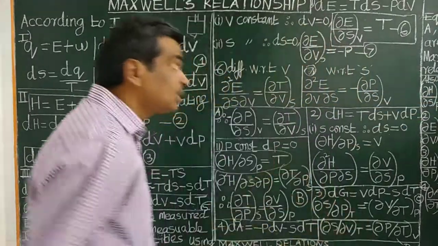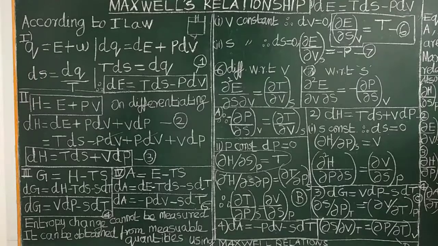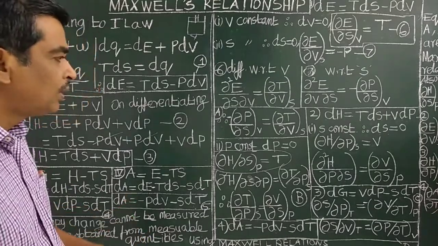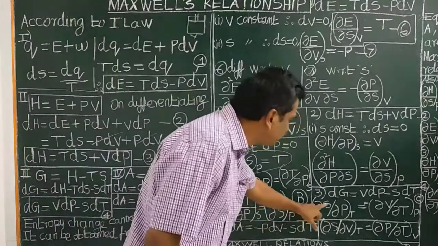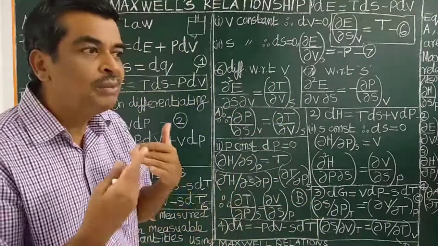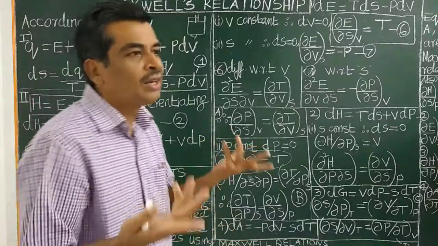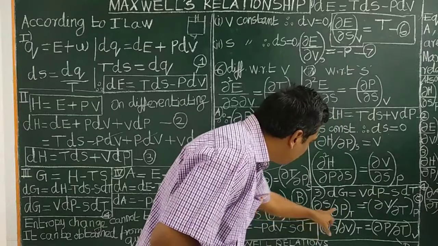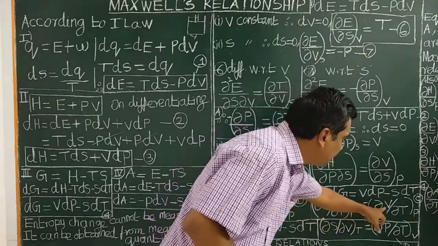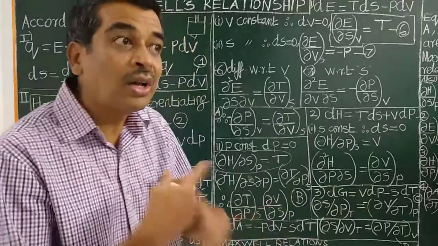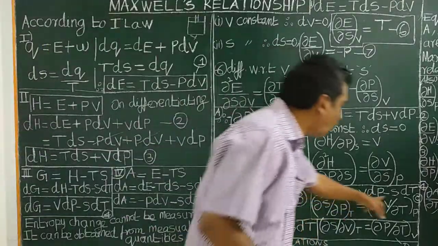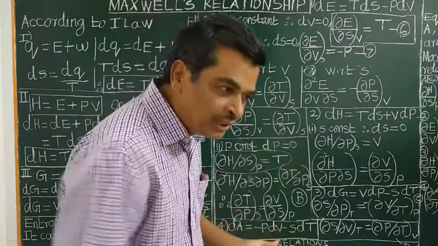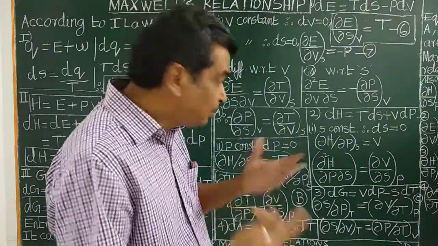What are the uses of Maxwell relationships? Maxwell relationships are very useful for determining the entropy change. The entropy change, the disorder, cannot be measured directly, but it can be calculated from measurable quantities. What are measurable quantities? For example, change in volume can be measured, change in temperature can be measured, change in heat can be measured.